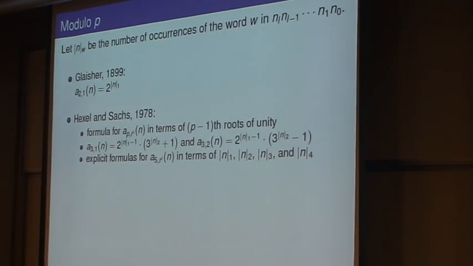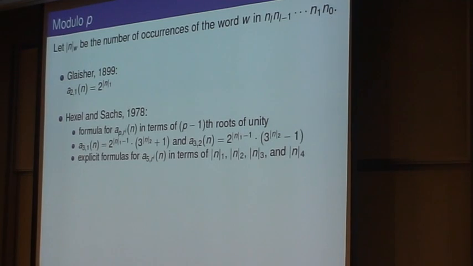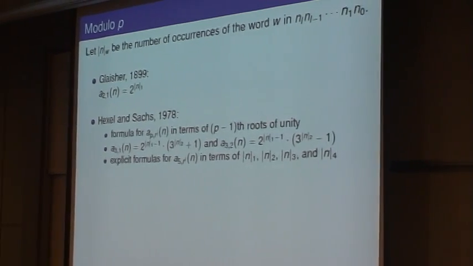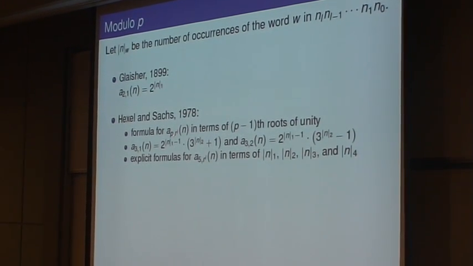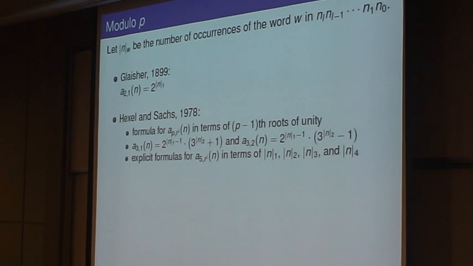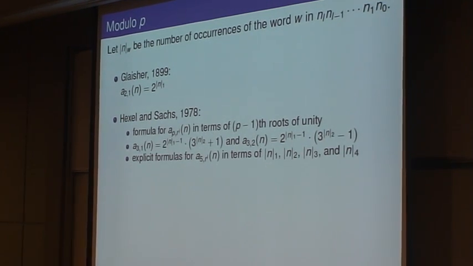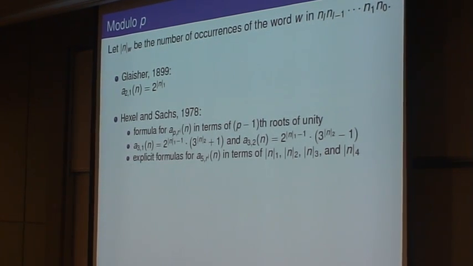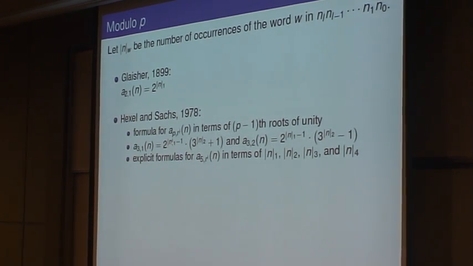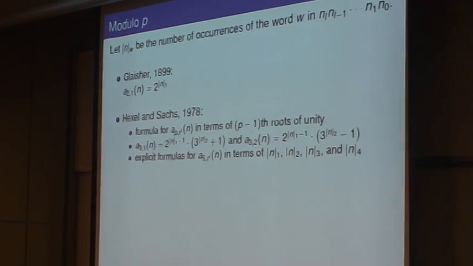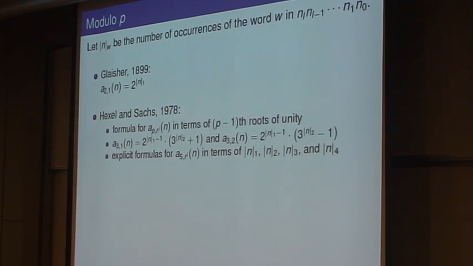Then not much happened until the late 70s, when Hexel and Sachs derived a general formula for a residue class modulo p. Here r is a primitive root modulo p, and they found a formula in terms of p minus 1 roots of unity for the number of entries on row n that are congruent to r to the i mod p. From this they got explicit formulas modulo 3: this is the number of entries congruent to 1 mod 3, this is the number congruent to 2 mod 3. You can see that they just depend on the number of 1s and 2s in the base 3 representation of n. They also got explicit formulas mod 5 in terms of these 4 things.